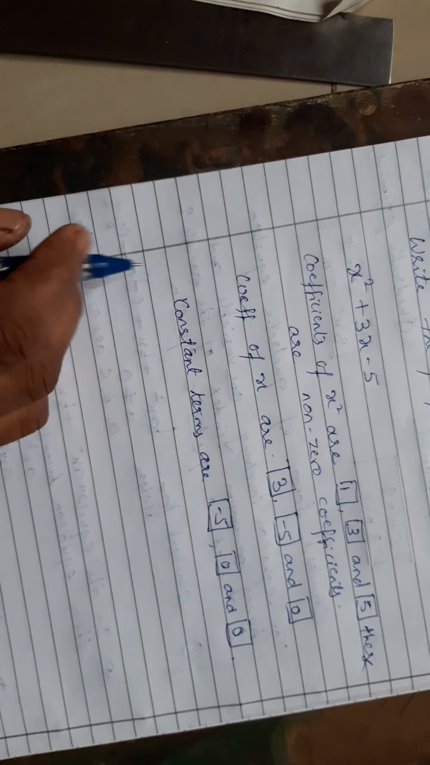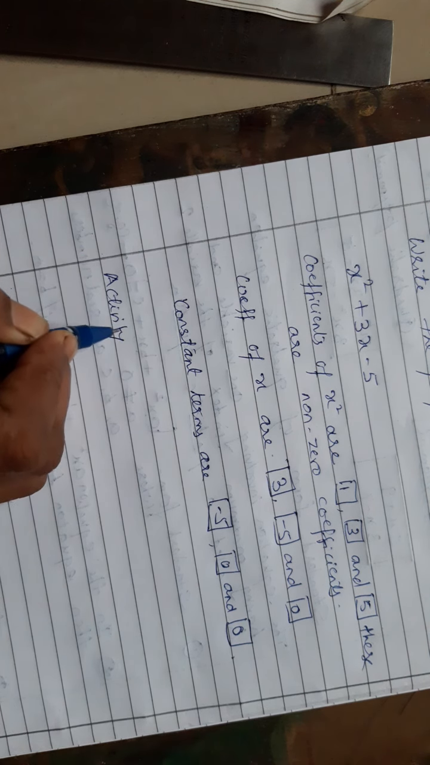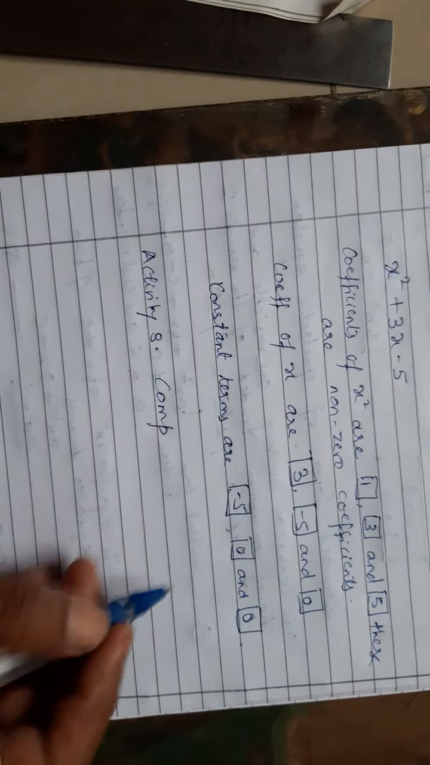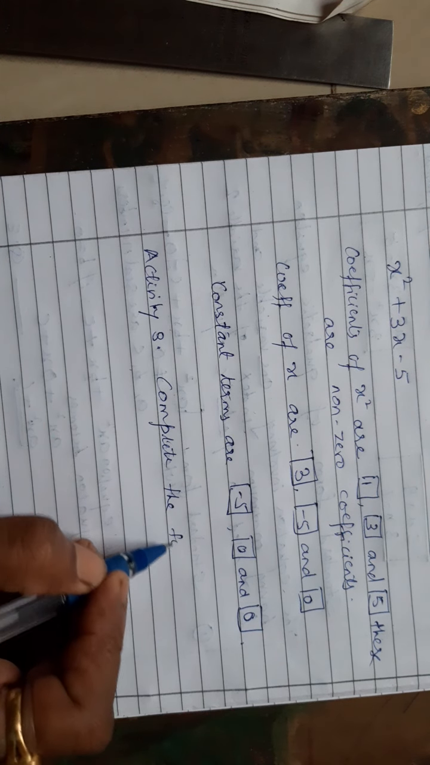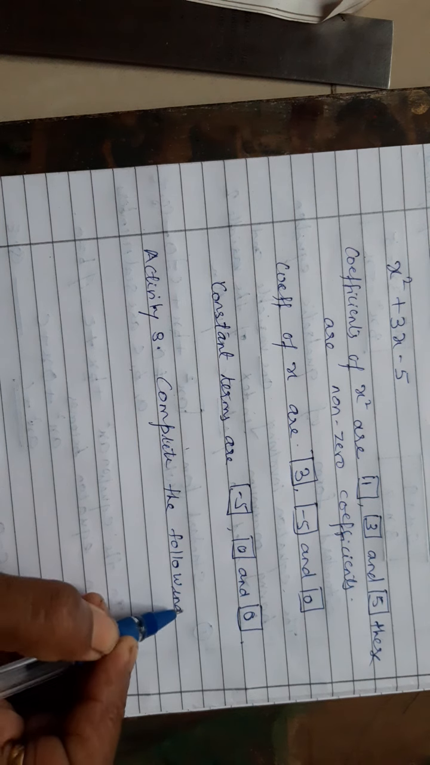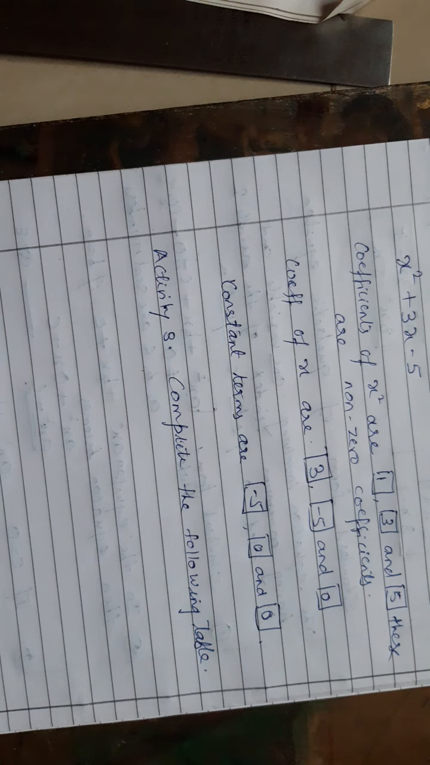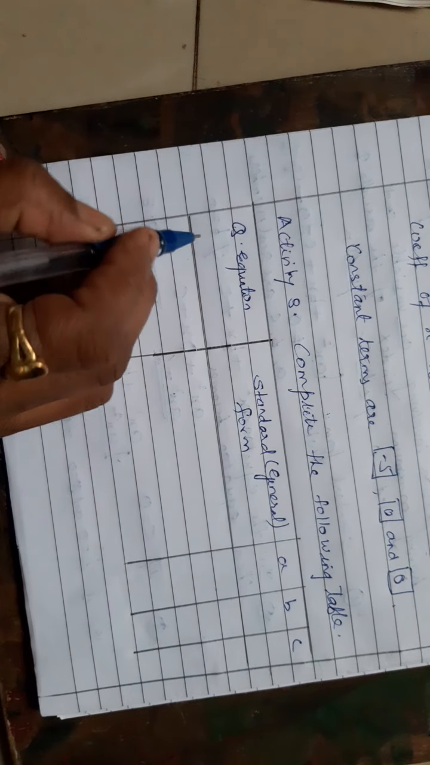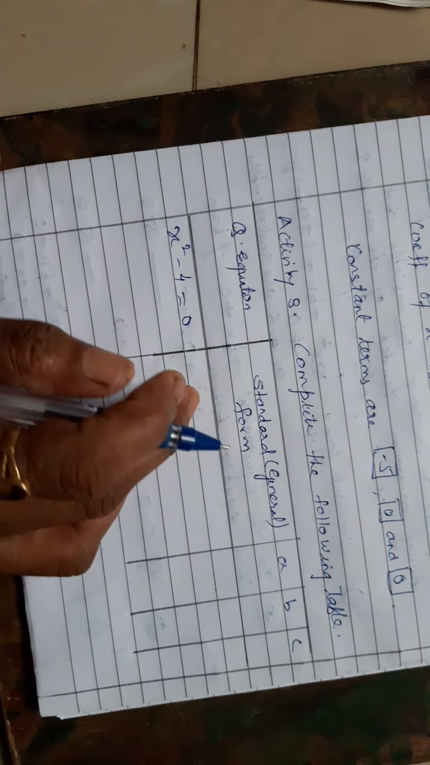Now next is activity number 3. First you have to do all activities and then sums. Activity number 3, complete the following table. You have to complete the table. Let us see. Now a quadratic equation is given to you: x square minus 4 is equal to 0. What will be its standard form?